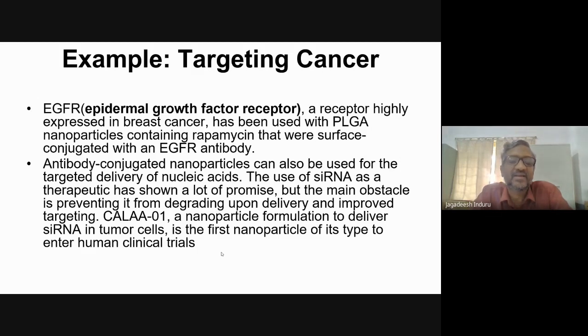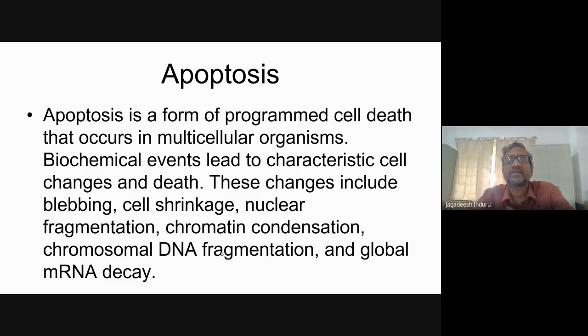This can be addressed by CALAA-01, a nanoparticle formulation which has already been studied to deliver small interfering RNA in tumor cells. It is the first nanoparticle of this particular type entering human clinical trials, to reach the intracellular cytoplasm and the nuclear site for effective targeting. That is actually a third targeting.